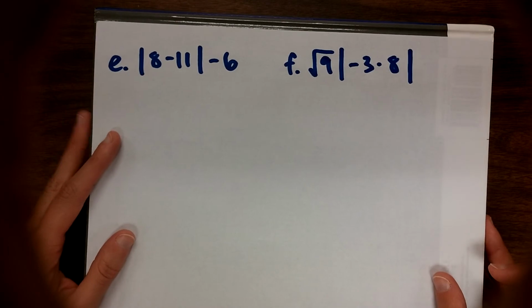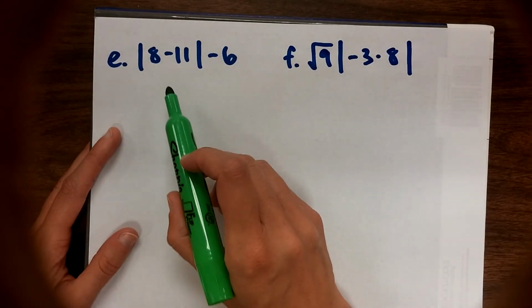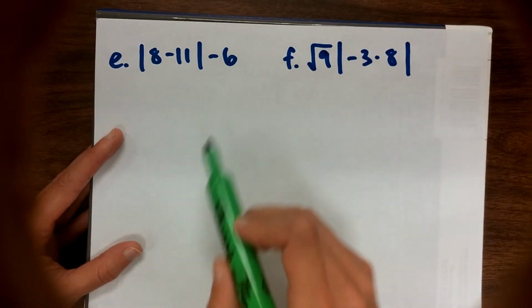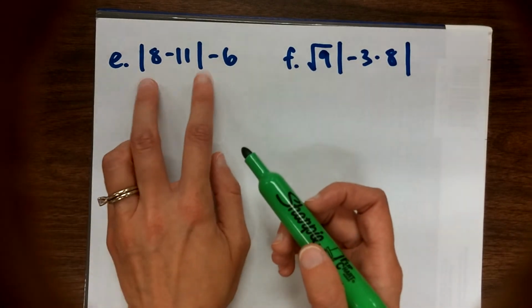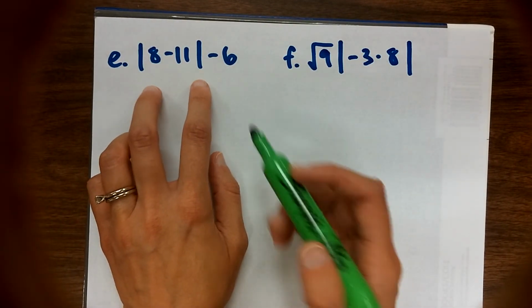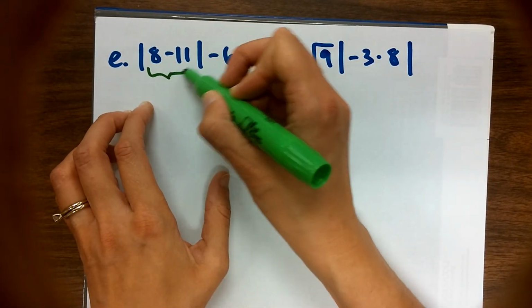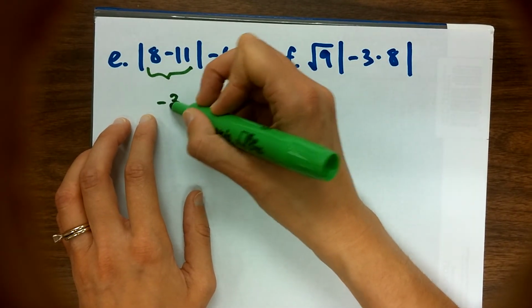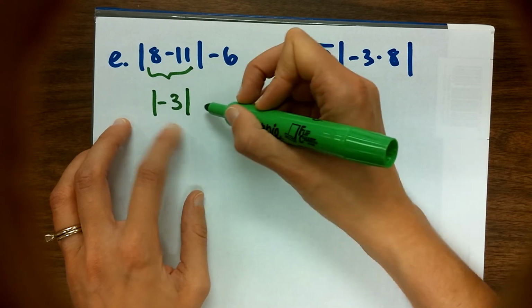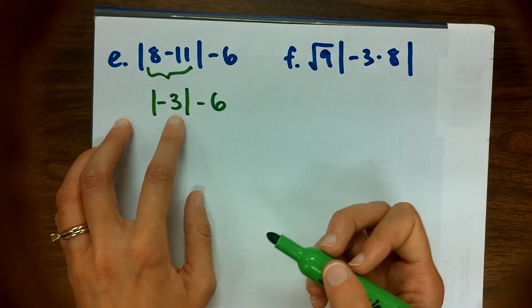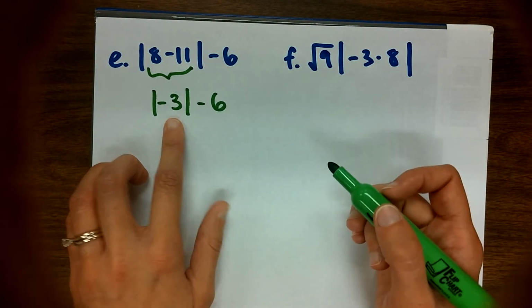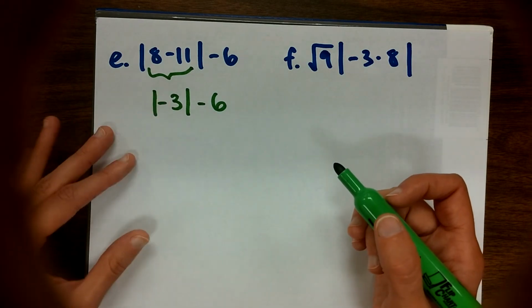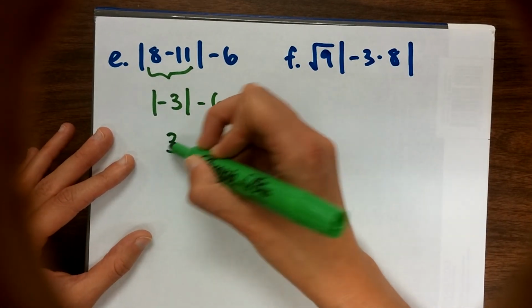And then we have part E. So for this one, we have the absolute value of 8 minus 11, and then we're going to subtract 6 from that. So again, absolute values are kind of like parentheses. We want to first evaluate what's inside of them. So 8 minus 11 would be negative 3. So inside the absolute value now, we just made it a negative 3. Then we're going to take the absolute value of negative 3, which would be positive 3.